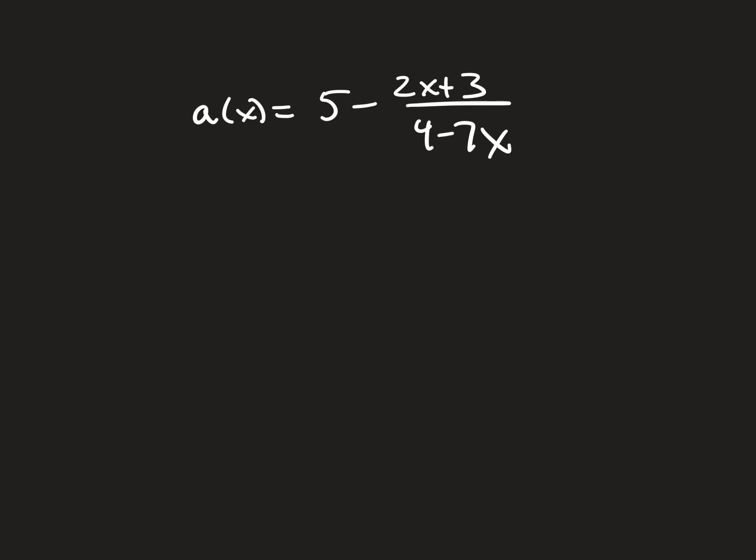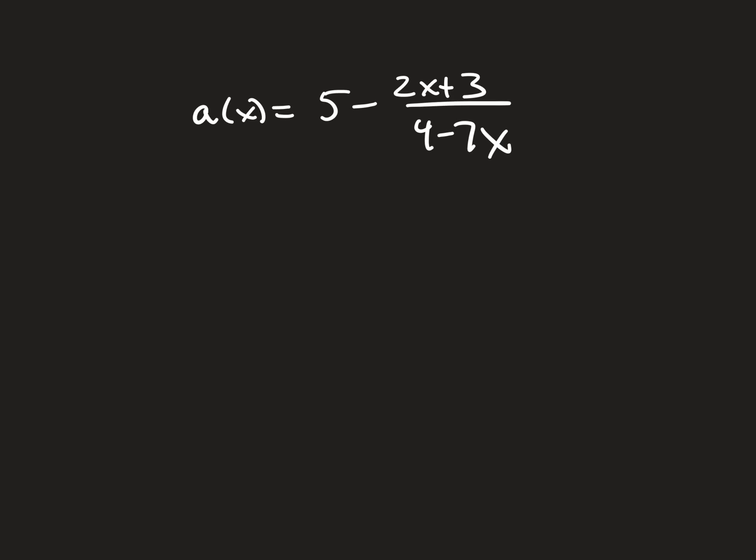Okay, this is a video on the first problem on the exit ticket for domain and range. Okay, so this is f of x is 5 minus this fraction, 2x plus 3 over 4 minus 7x. We don't have any square roots, so I don't have to worry about that.